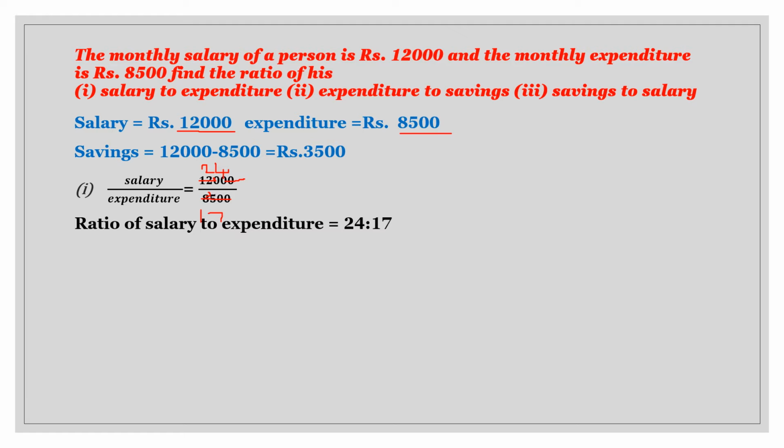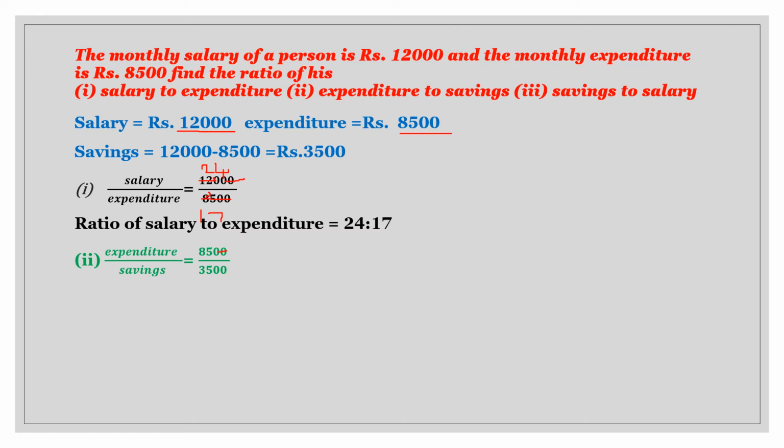Now we come to the next part. What is the next part? They are asking expenditure to saving. So we have to find the ratio between expenditure and saving. So expenditure divided by saving. What was the expenditure? 8,500. And what is the saving? 3,500. So I have to divide 8,500 and 3,500.